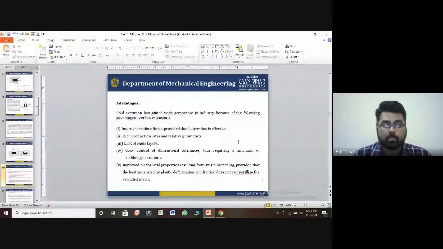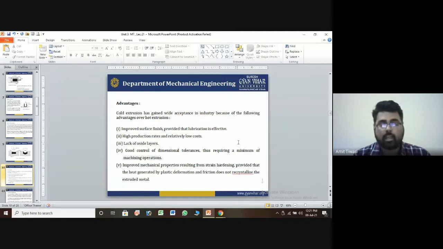plastic deformation and the friction does not recrystallize the extruded metal. These are all the functions used for improving the mechanical properties. There are different types of mechanical properties, like ductility, weldability, hardness, toughness, durability, fatigue and grip. All of these properties are improved by this type of extrusion process, and strain hardening will be improved.